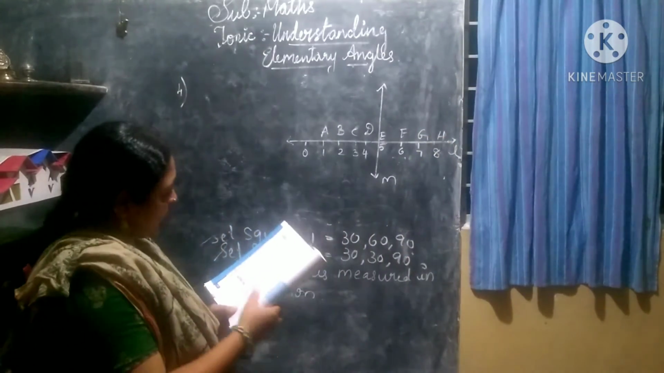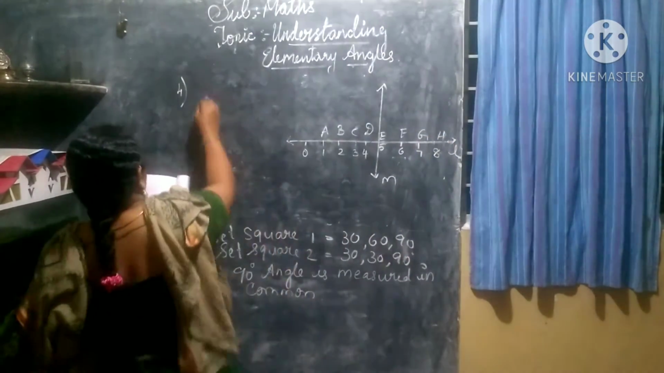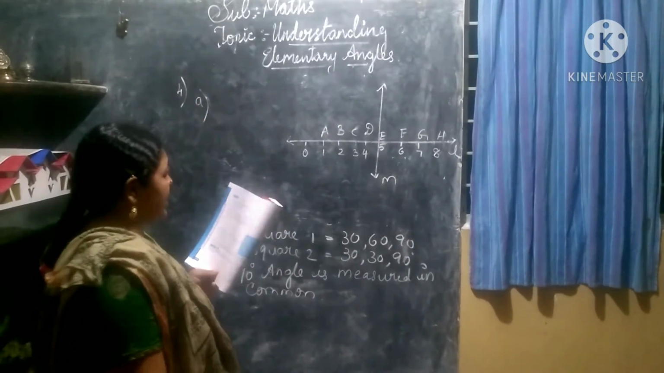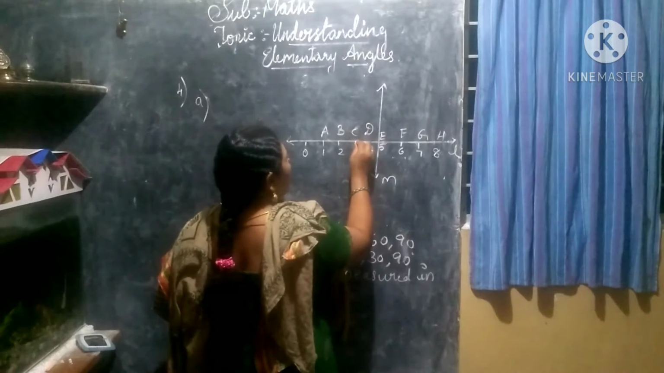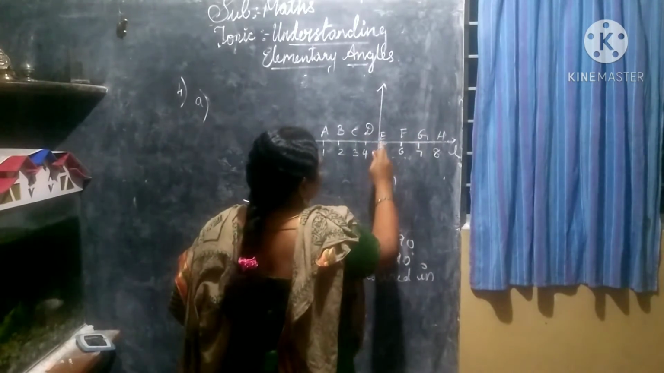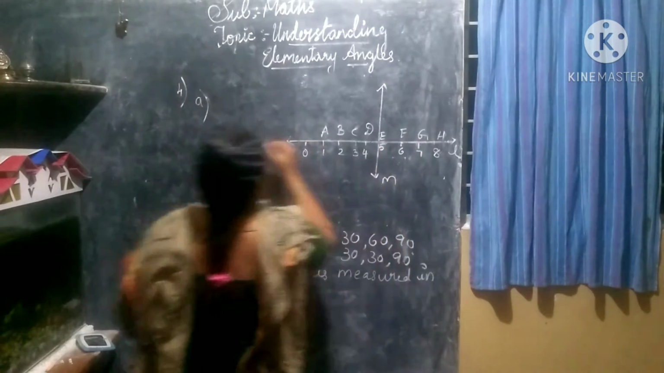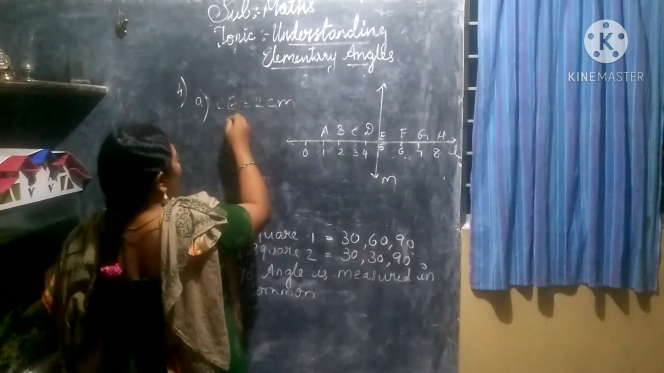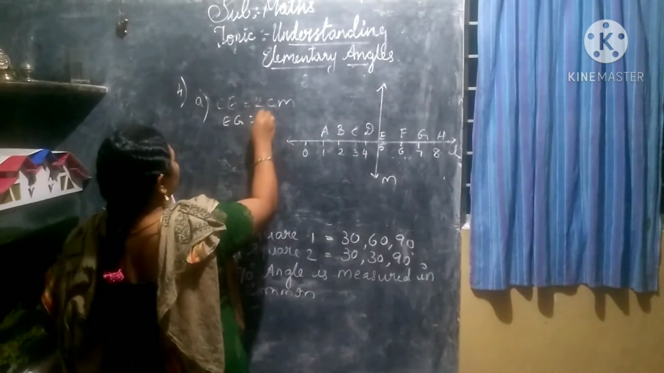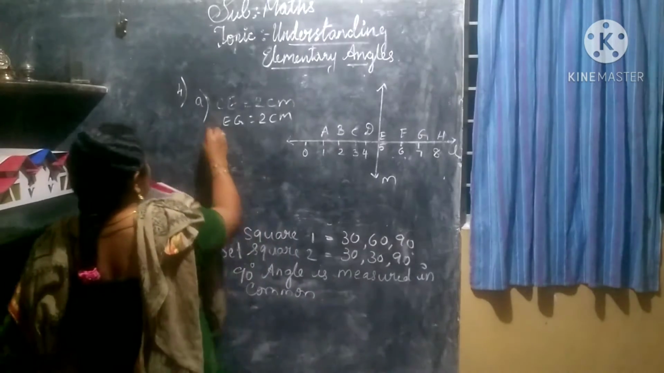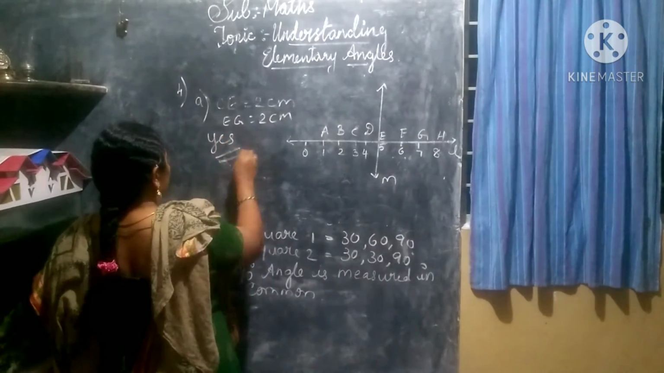Now they have asked the question, that is first one, A. Is CE equal to EG? CE, what is CG? 1, 2, that is 2 centimeter. EG is 1, 2. Therefore, CE is equal to 2 centimeter and EG is equal to 2 centimeter. Are they equal? Yes, they both are equal.